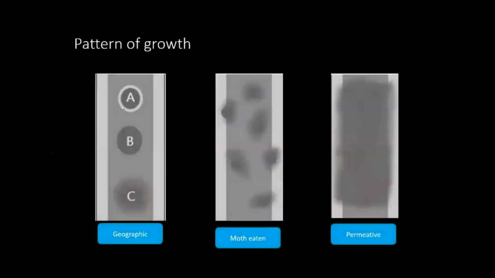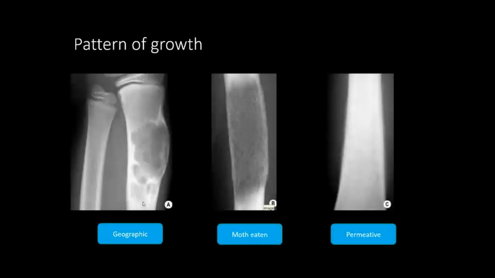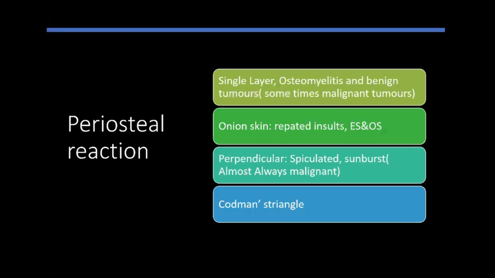Here's the pattern of growth: sclerotic rim, no sclerotic rim, just geographic, moth-eaten appearance, and here it's the permeative appearance. I hope this is very helpful. Here's an example for the geographic, an example for the moth-eaten, and the permeative with periosteal reaction. You cannot distinguish anything from anything. This is geographic, geographic, geographic, type 1C.